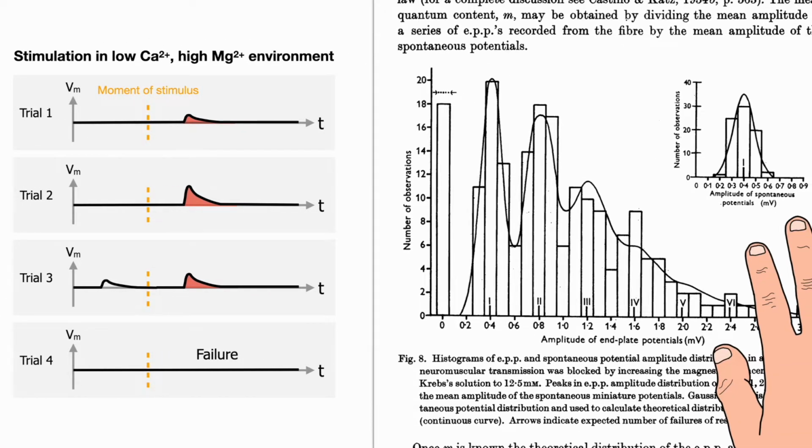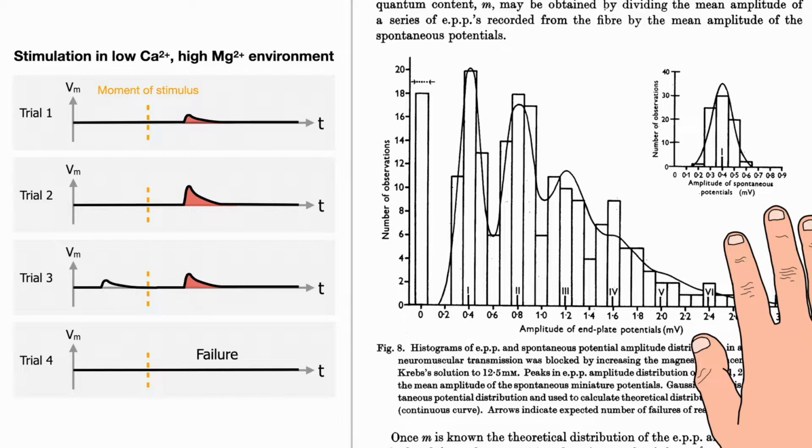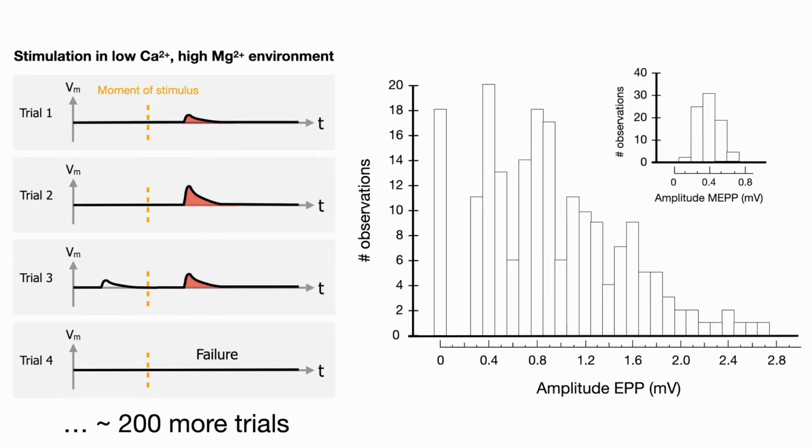In the paper from Boyd and Martin, the two scientists illustrate what happens if, for many more trials, about 200 more, you plot how many times you see a given amplitude. To make it more clear, let me remake their histogram.